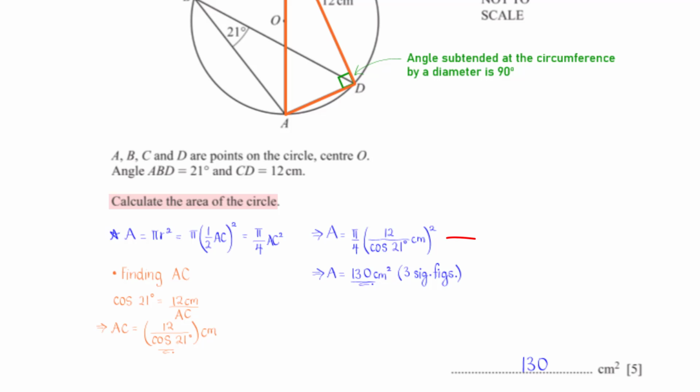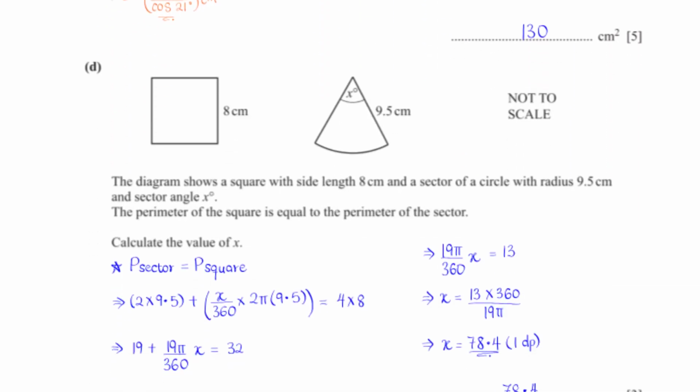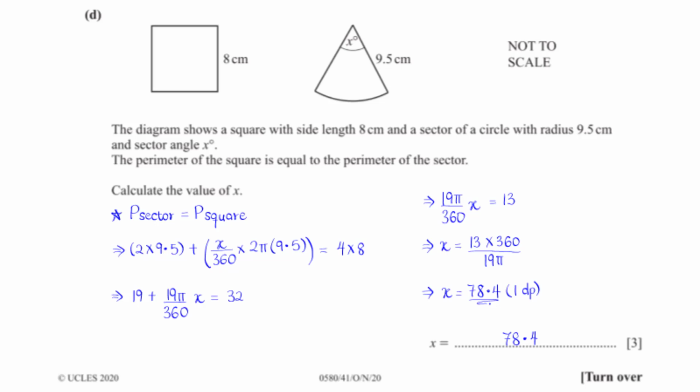When we put the value of AC into our original formula, we have pi over 4 times 12 over cosine of 21 degrees, squared. This gives us the area of the circle as 130 centimeters squared, correct to 3 significant figures. The diagram shows a square with side length 8 centimeters and a sector of a circle with radius 9.5 centimeters and sector angle x degrees. The perimeter of the square is equal to the perimeter of the sector. Calculate the value of x.